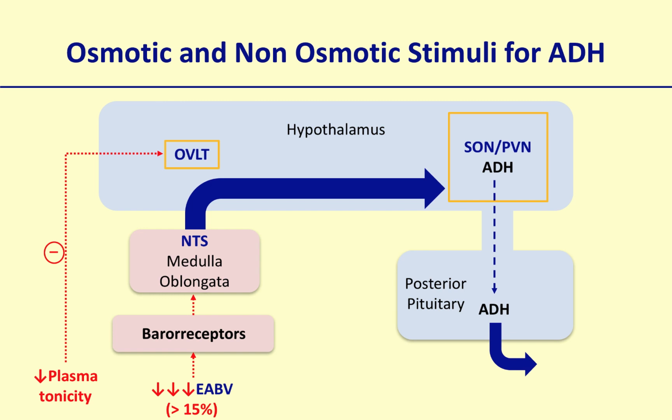Actually, the body always tries to preserve volume. That's its priority, because hypovolemia would kill the patient first. So the body is going to respond to low effective blood volume much more strongly, and this stimulus will win and cause ADH to be produced.